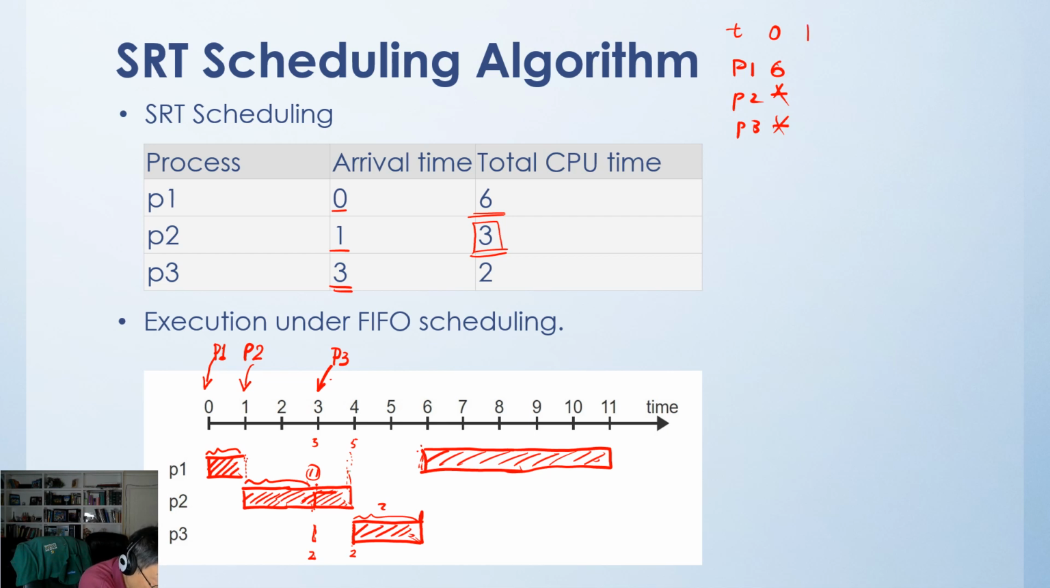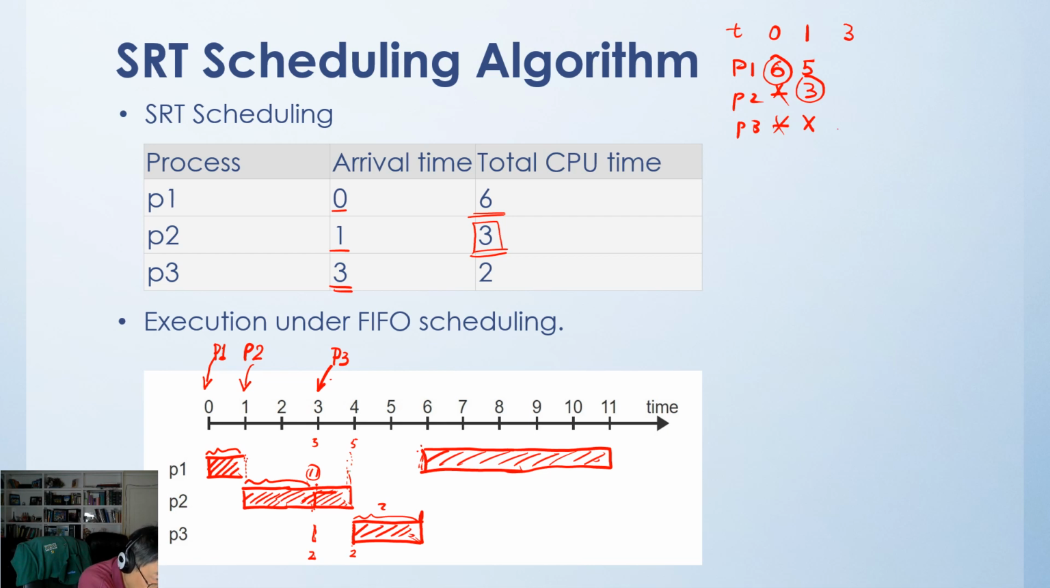Now at the time 1, when P2 arrives, the scheduling algorithm is gonna check the remaining time again for all the processes in the system. Now, what's the remaining time for P1? After 1 time unit, P1 has 5 remaining time. Now, P2 has 3 remaining time. P3 is not there yet. Okay. So now here P2 is selected, right? And now the next time is 3.